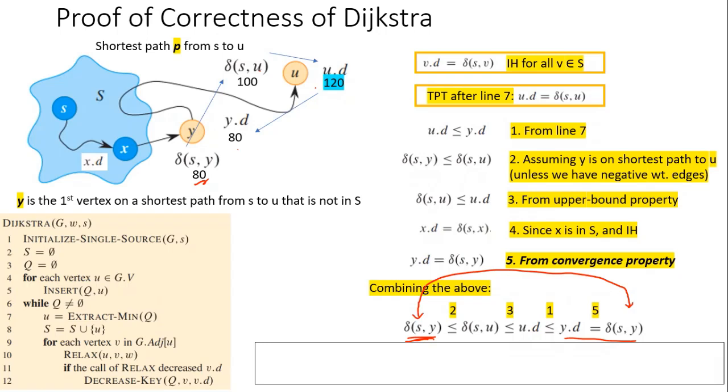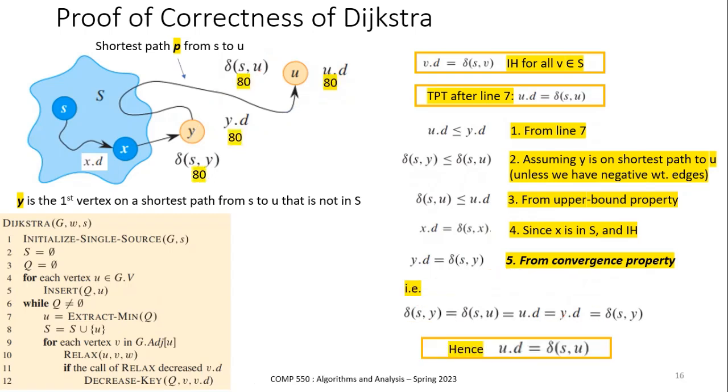What does this imply? That they're all equal, right? That this less than or equal to is in fact going to be converted into an equality. So essentially we've got the following statement, and hence we've proven that u dot d, which was in the middle, is now equal to delta su. These two are now going to be equal.